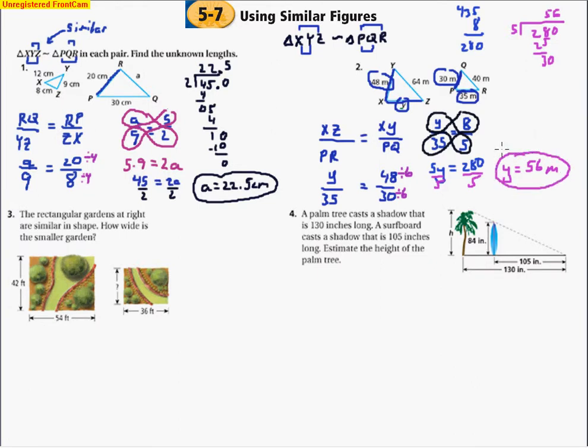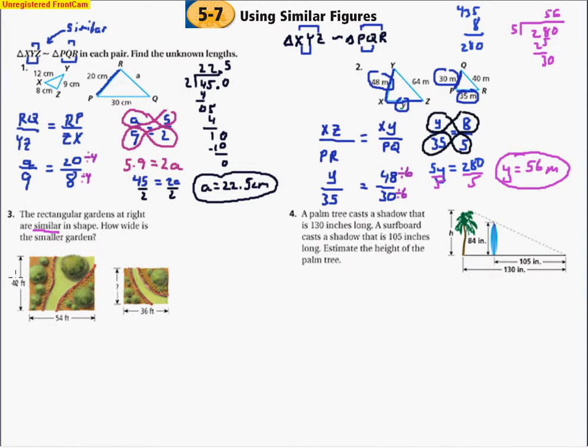Well, a couple more problems here. Let's take a look at the next one. Now the next two problems don't have that similar sign right here. They're just showing you two things. And they say that the gardens at right are similar. So they're telling us that they're similar. So we have to just look at it and kind of figure it out for ourselves. They don't give us the different vertices that tell us which points are corresponding.